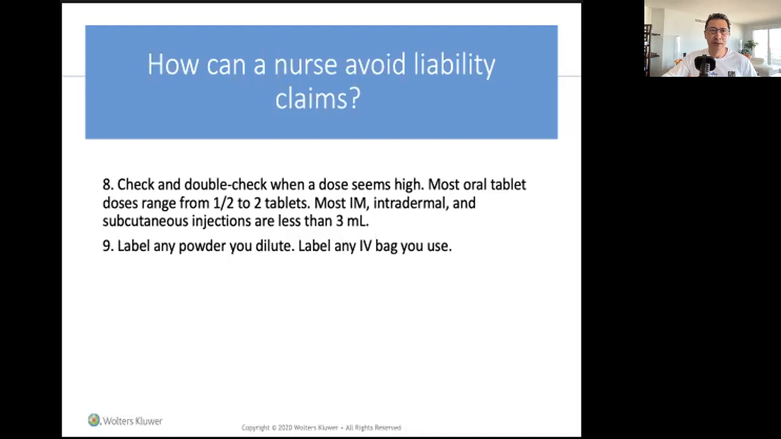You will see that when you go to your clinicals, some of the IV bags are labeled because we need to know what's in it.